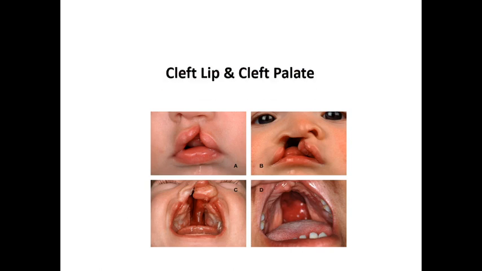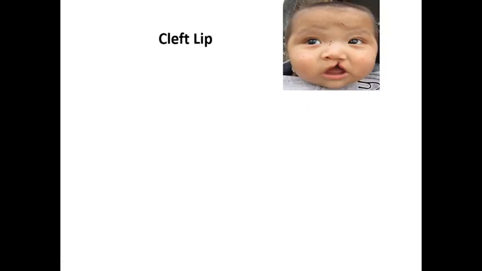Now we'll see the condition called cleft lip and cleft palate. If you look at this picture, you can see there is an abnormality in the lip. So this is what you call cleft lip. And if you look at this, you can see inside the oral cavity there's an abnormality. So this is what you call cleft palate. So we'll see what they are. First we'll see cleft lip.